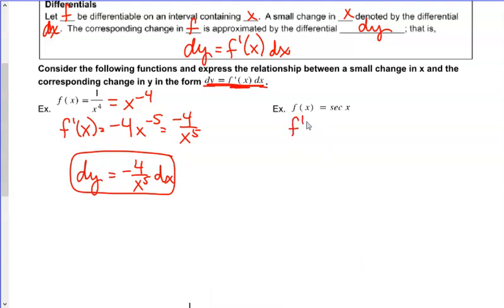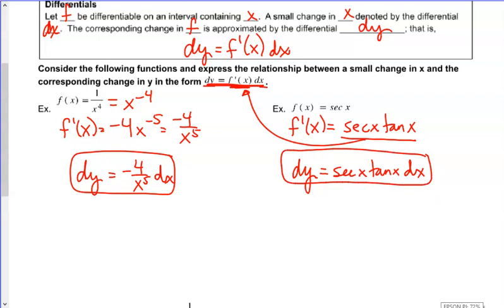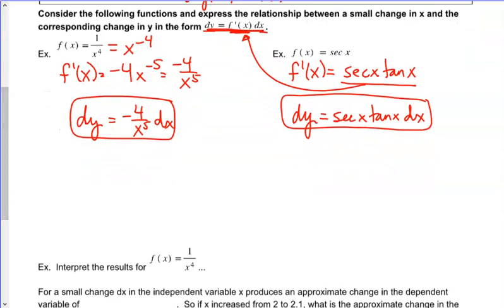When I have a trig function, haven't seen these in a while, take the derivative of that. You've got to make sure you remember your trig derivatives, and the derivative of secant is secant tangent. Once I have that derivative, I plug it right in here, and my differential dy is equal to secant of x tangent of x dx. And that's my final answer. So those are nice and pretty easy as long as you know how to take those derivatives.